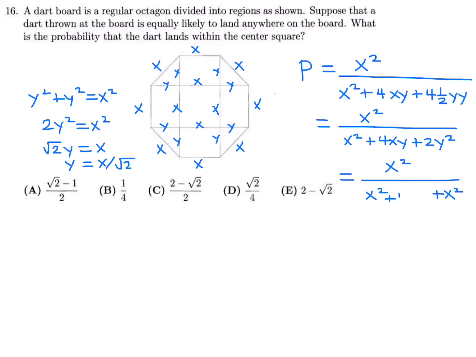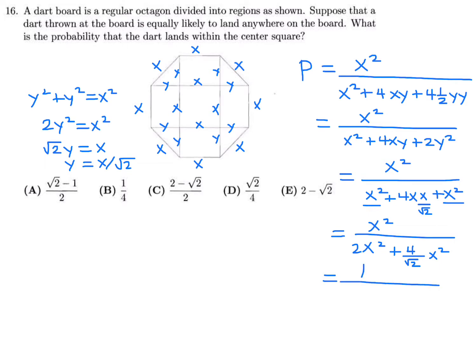So this can become plus 4x, and instead of y, x over root 2. So this becomes x squared plus x squared, 2x squared, right? This one and this one, adding those together, plus 4 over root 2 x squared. Okay, so far so good. So now we have to change this into some sort of form that looks like one of these. The good news is all the x squareds cancel. So you're just left with 1 over 2 plus 4 over root 2.